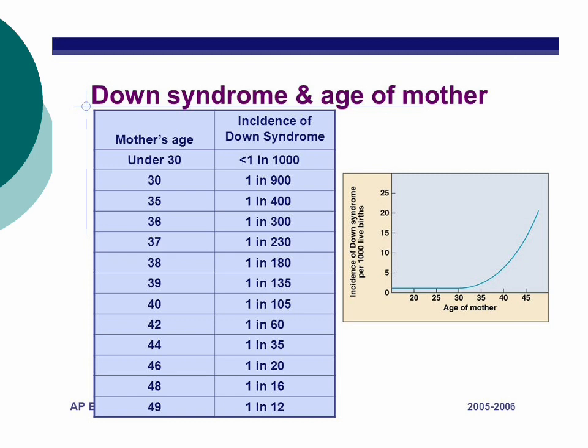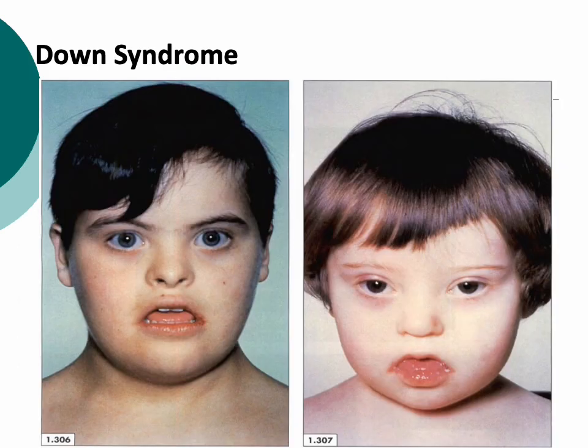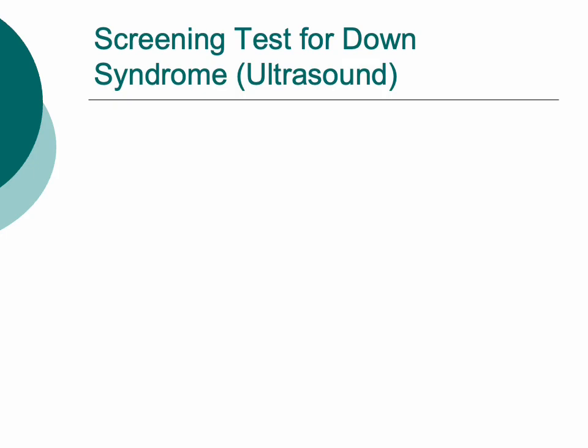So again, this shows you the association of incidence and maternal age. As the maternal age goes higher, you have a higher incidence of Down syndrome. When you say incidence, it's new cases of Down syndrome. And this is a typical face of a person with Down syndrome.